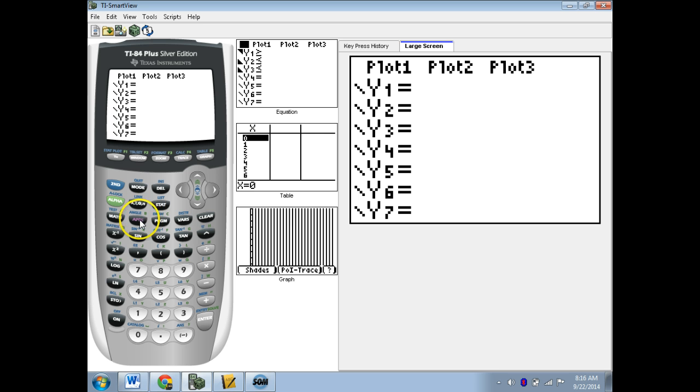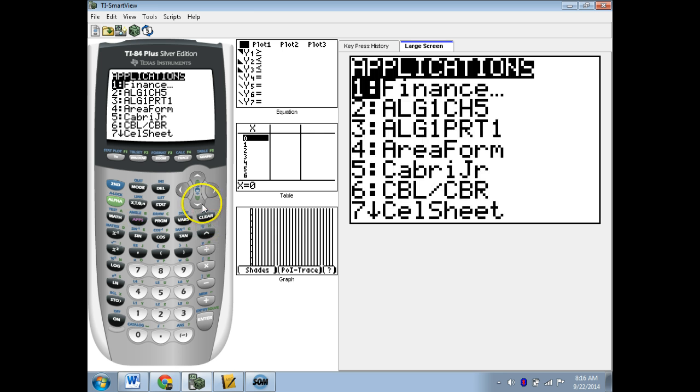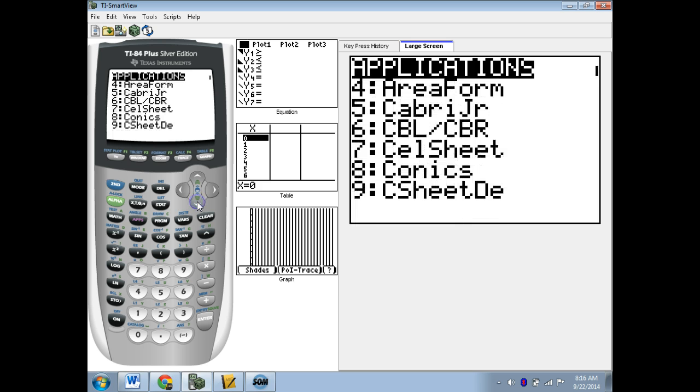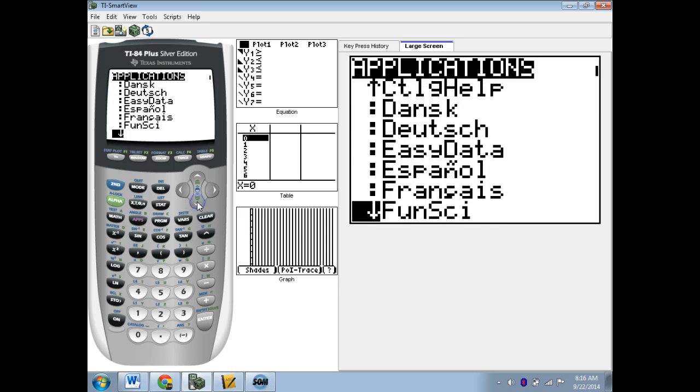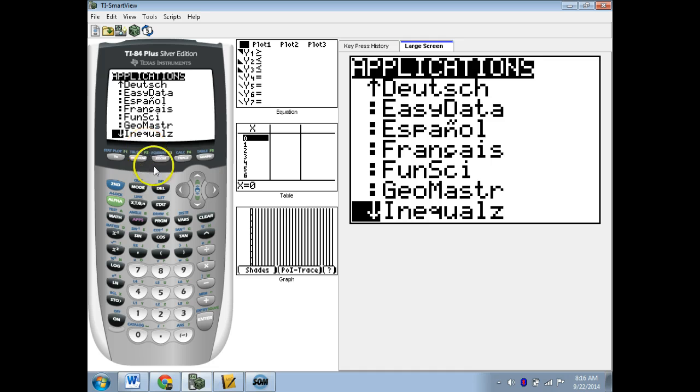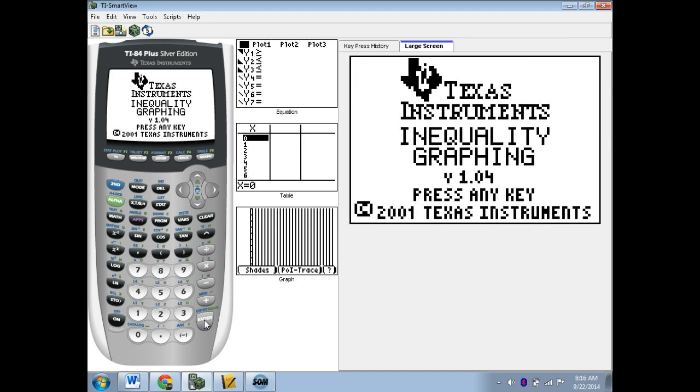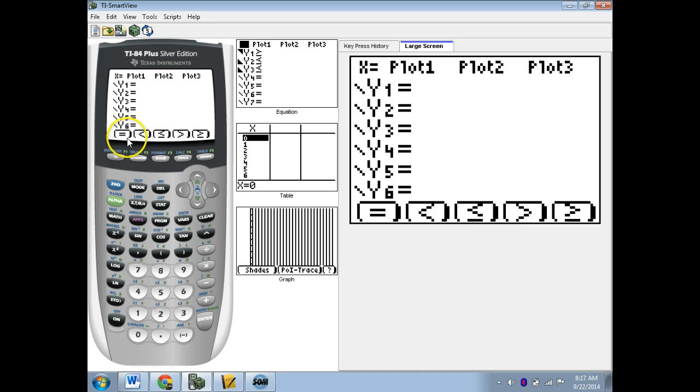Now I don't know if this is on your tablets or not, but if you have your own calculator, you should have a program called Inequalities, and these applications are all in alphabetical order. I think if it's a new one, it's number 7. But what you want to do is turn Inequalities on by hitting enter and then press any key. So then what you have when you have y equals is these inequality symbols underneath.